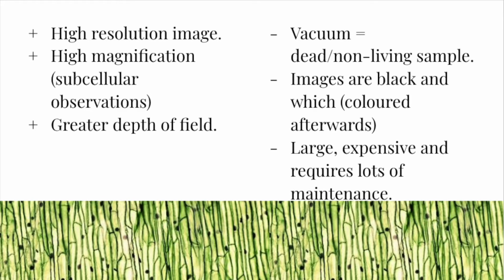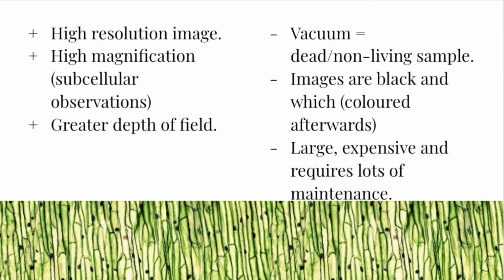The greatest advantage of the electron microscope is that it creates a very high resolution image and has a much greater magnification. This means that observations are able to be made on a subcellular level. Another advantage is that they have a greater depth of field. This means that the specimen can be much thicker than that for a light microscope.